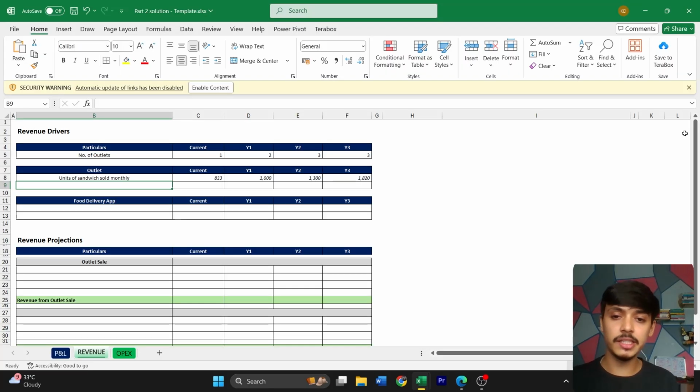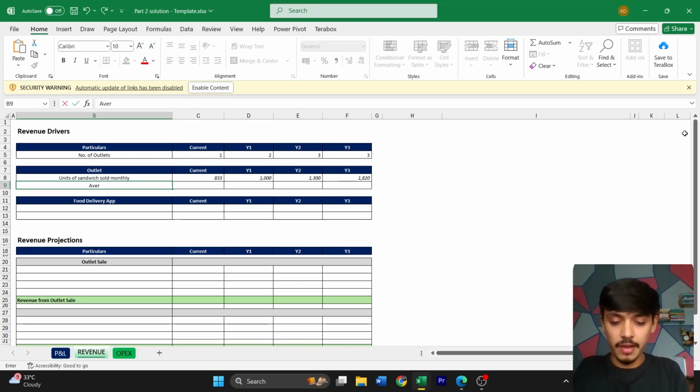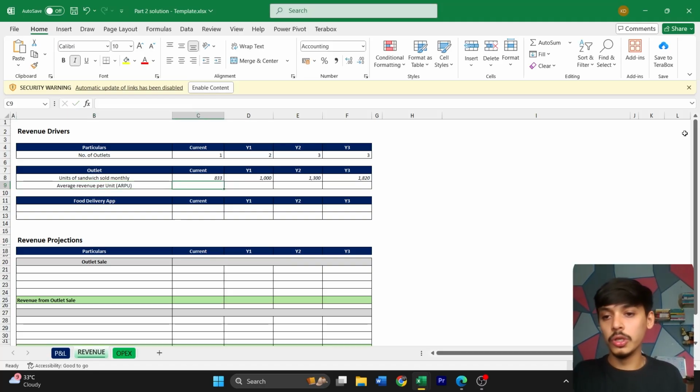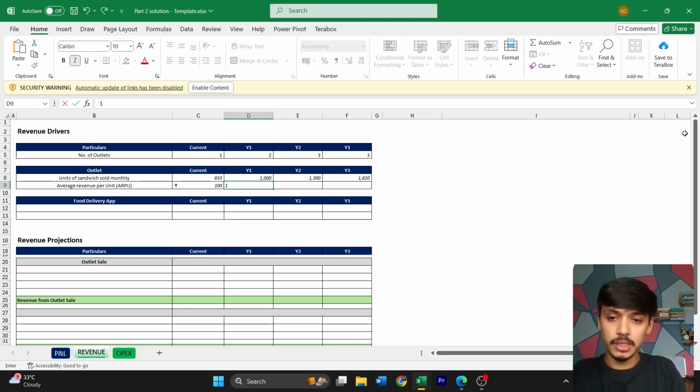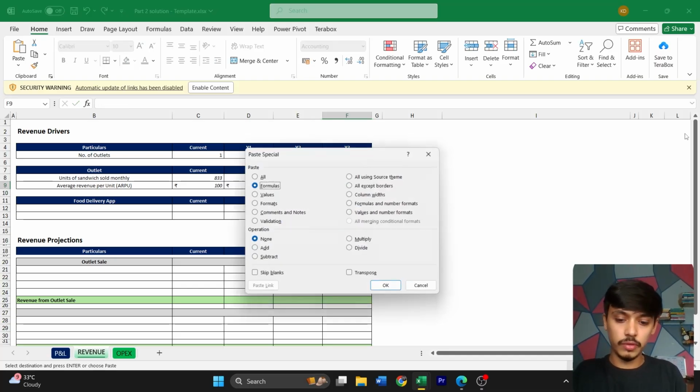When we make sales based on a unit, it is termed average revenue per unit, which is also called ARPU. This is a technical term which will help you when you start working. So over here we have 100 rupees as the current price. Then in year one we are going to keep it the same at 100, and in year two and three we are going to increase it by 15 percent.